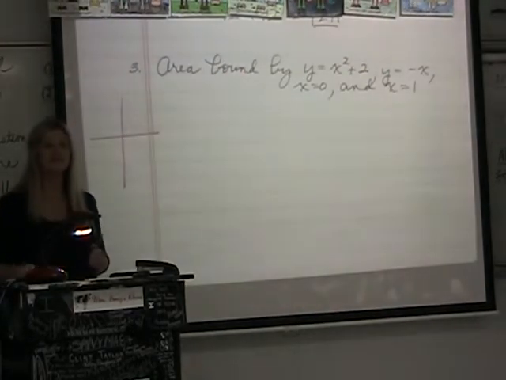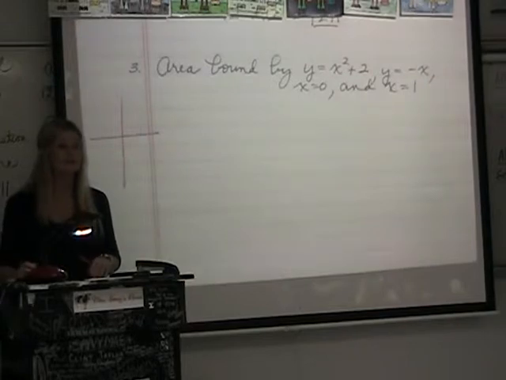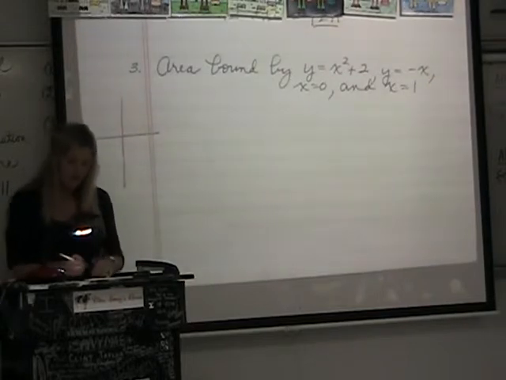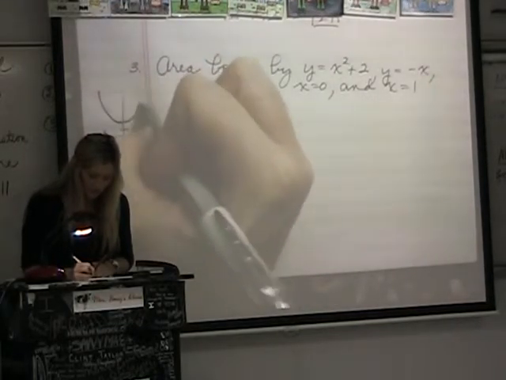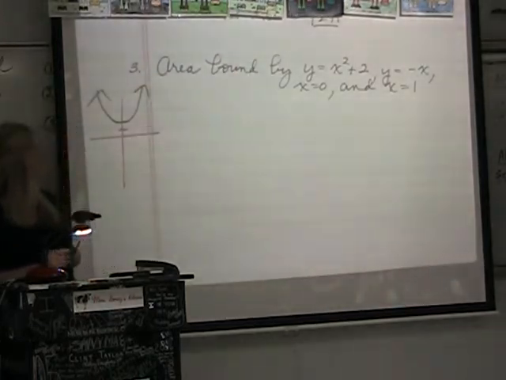Okay, what does the graph of x squared plus 2 look like? It's like this. Parabola opening up, moved up 2. Perfect. So parabola opening up, moved up 2 units. Okay?